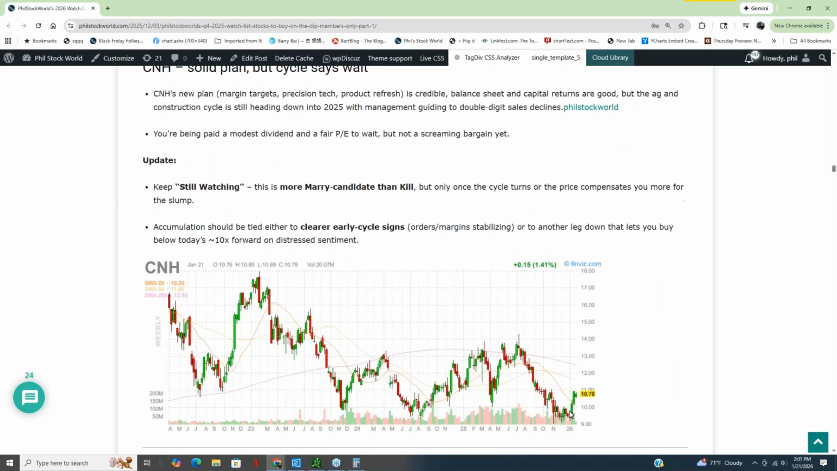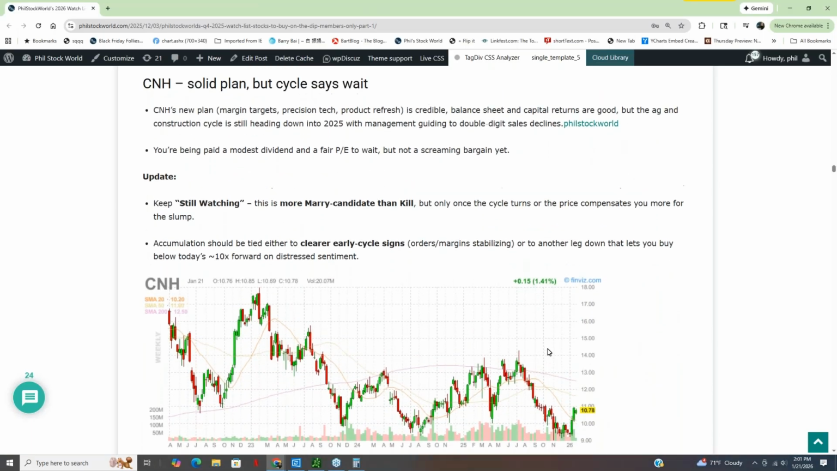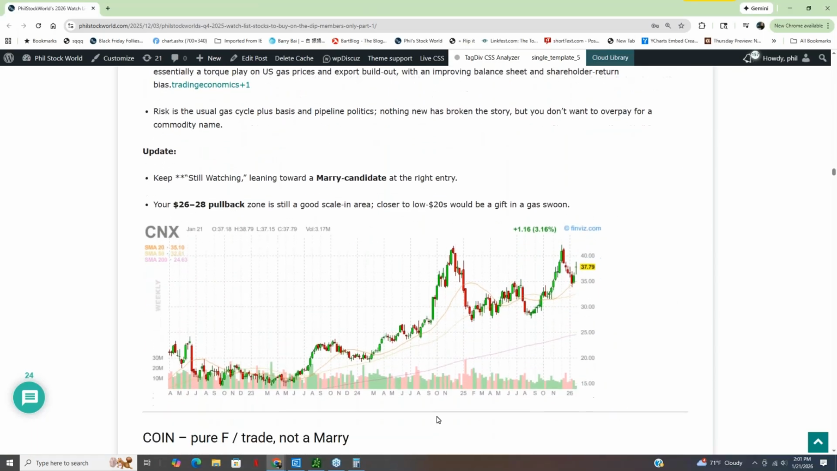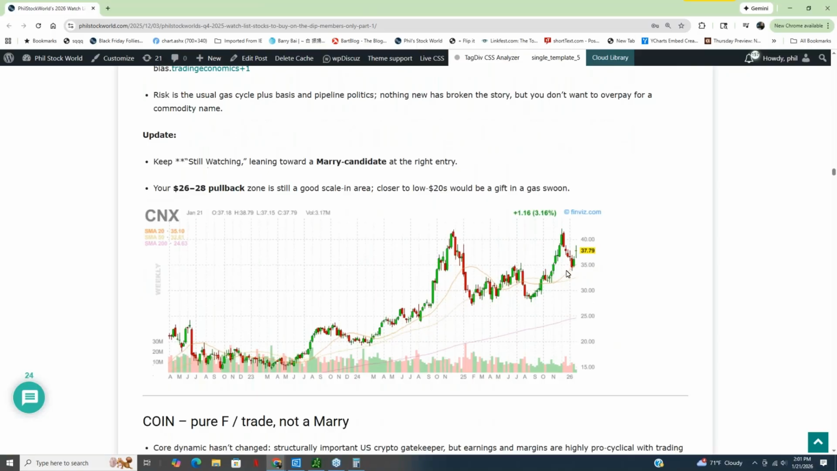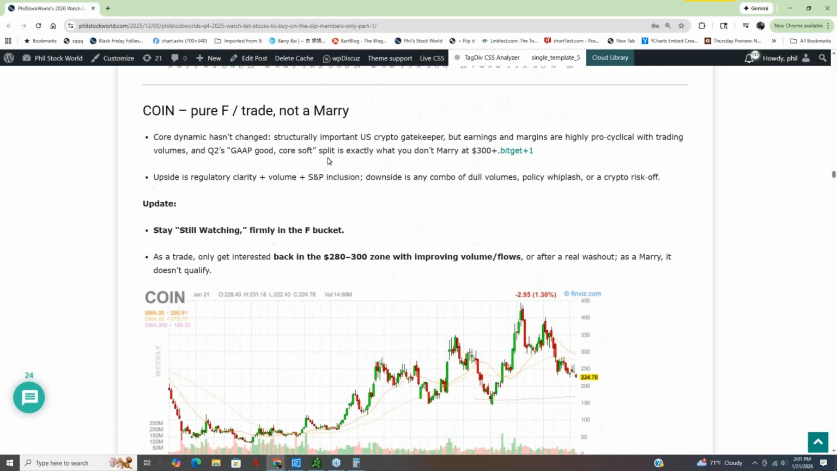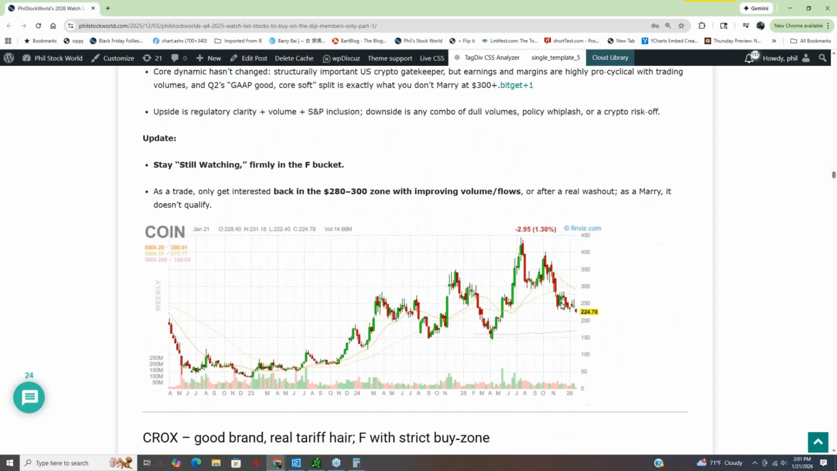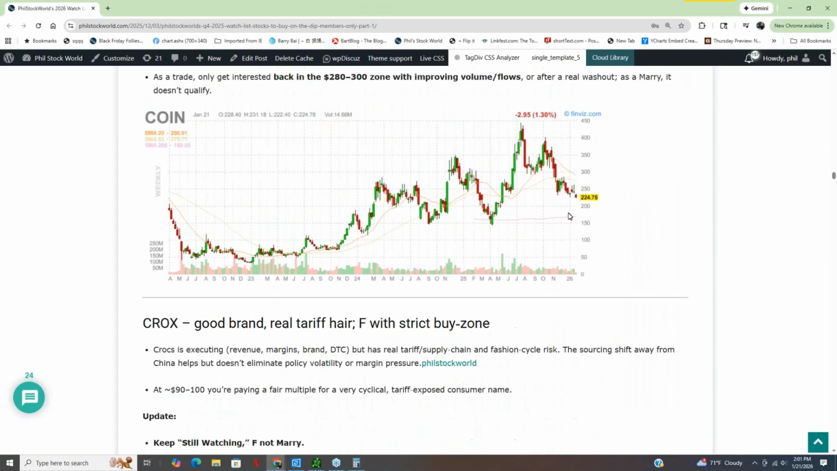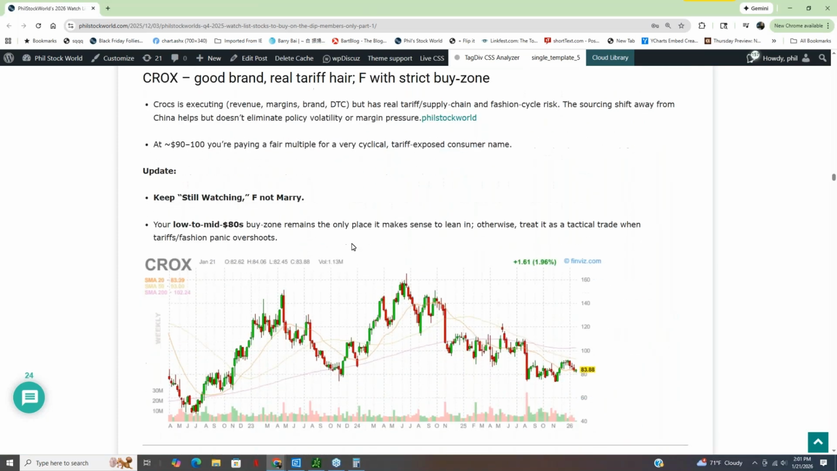CNH, holy cow, did they pop, huh? CNX, that's a railroad. I'm probably off them right now, especially with the Canadian connection. Coin is always fun to sell. Coin is a vehicle for selling puts and calls. It's not an investment. But we do love selling puts and calls against Coin because you get paid so much money.